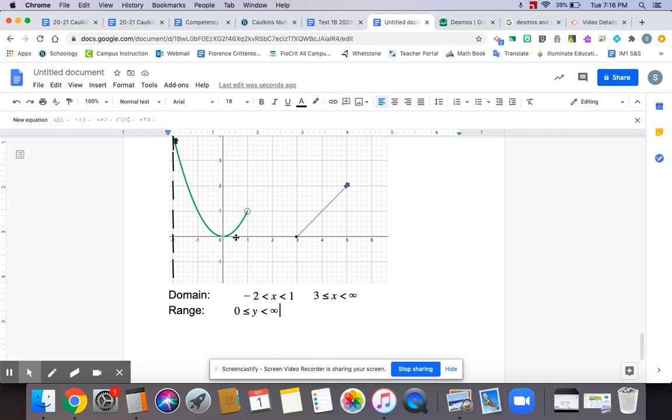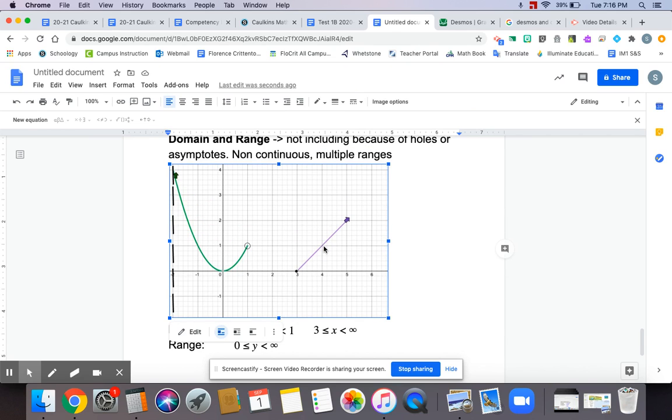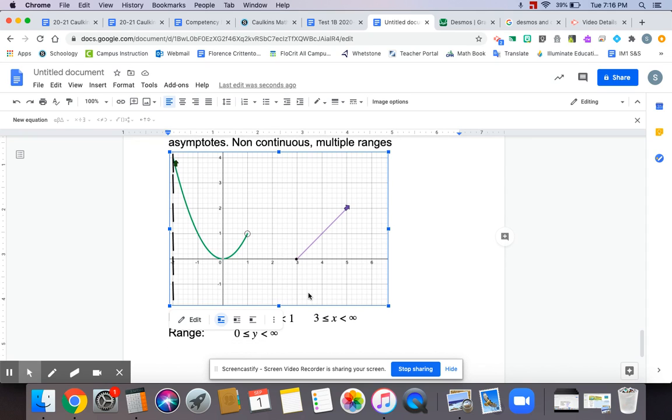One thing to note is that even though there's an open dot here when y is 1, there are other places where y is 1, like back here and over here, where there are closed dots, like connected points. So the range still includes 1. There's no need to have a split or anything like that.